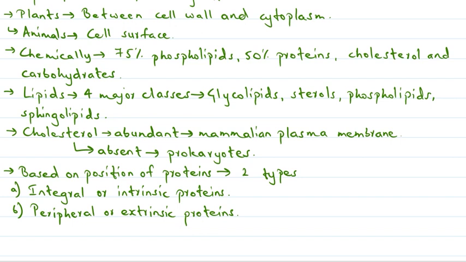Now both of these proteins may be either ectoproteins, which means that lie external to plasma membrane, or they can be endoproteins, which means they lie internal to plasma membrane. Now this classification of proteins was based on their position.